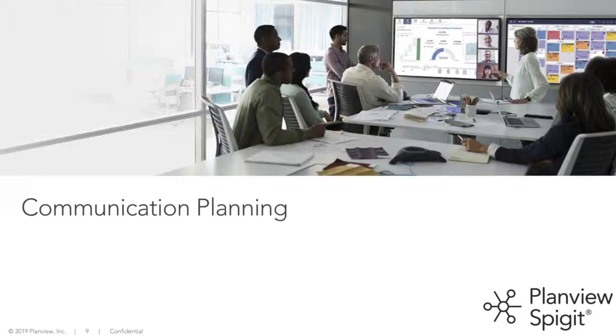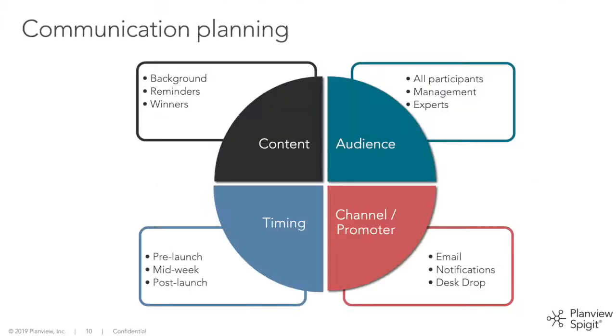Now that we understand what opportunity we intend to solve, let's discuss how to get the audience involved. First, the basics. A good challenge communication plan includes 4 primary components. Let's start at 1 o'clock with the audience. In other words, who's receiving the communication?